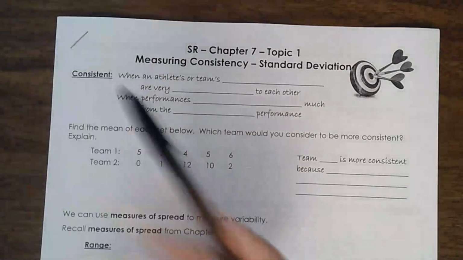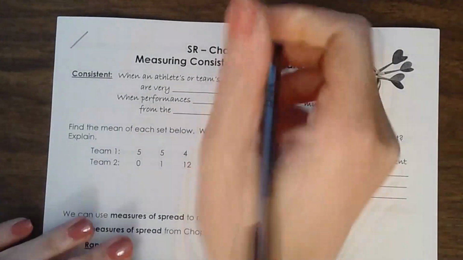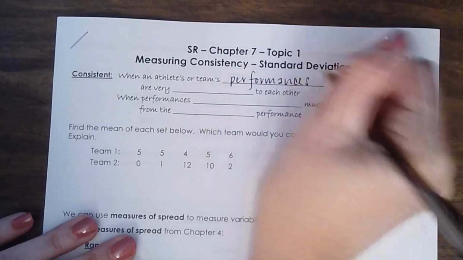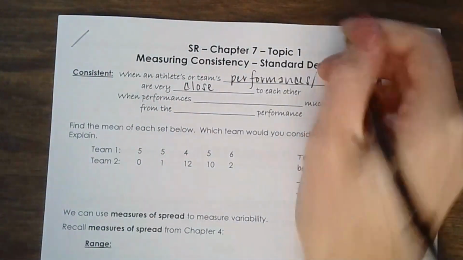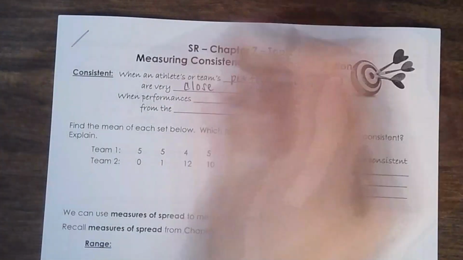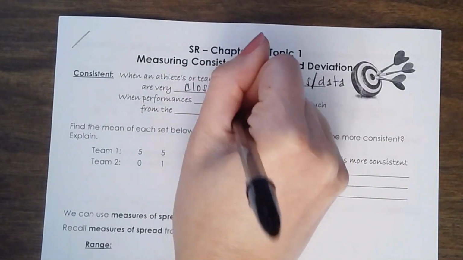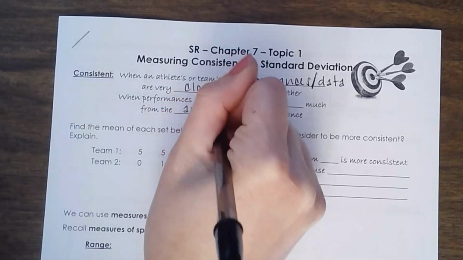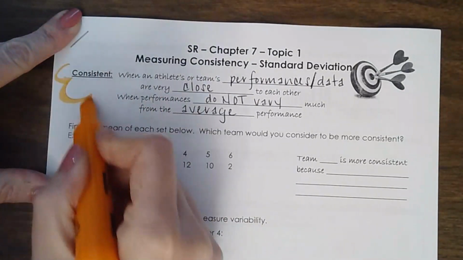I'm breaking it down into 2 ways to explain it here. When an athlete or team's performances are very close to each other, so their performances or their data is close together. You can also think of it as when performances do not vary much from the average performance. Those are 2 ways to think of data that's consistent.